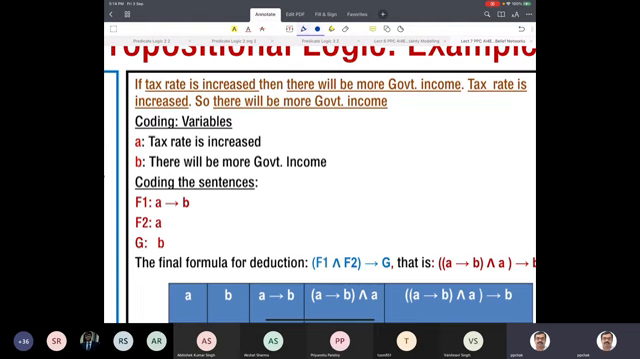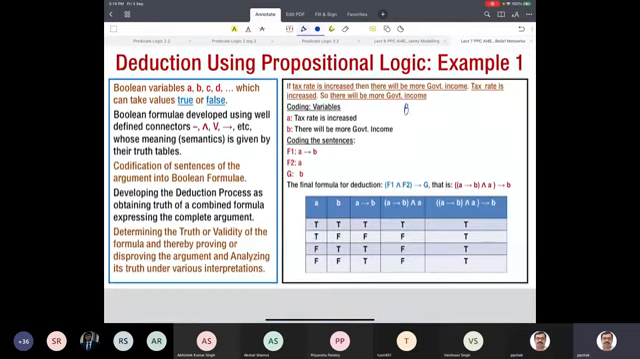This is based on Boolean logic. Normal logical inference. So how do we do that? We model one Boolean variable A as tax is increased. We model another Boolean variable B as there will be more government income. We model the first sentence as A implies B. You know the meaning of A implies B? This implies is equivalent to not A or B.